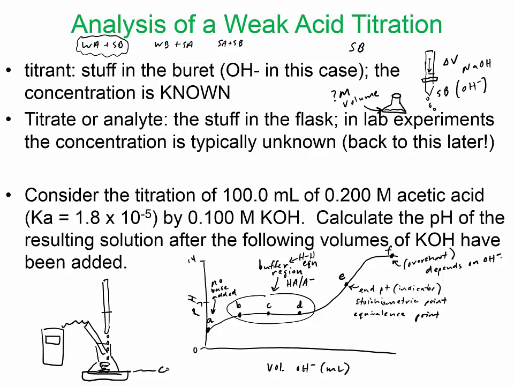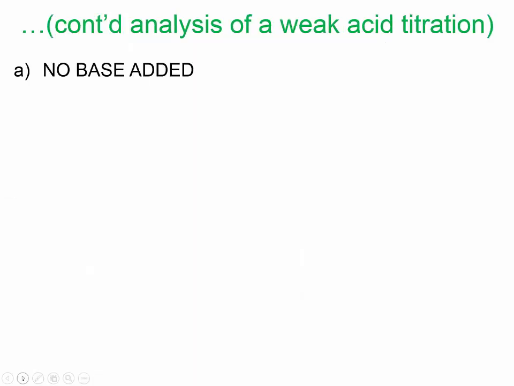All right, so let's go ahead and get started on this. Point A, no base has been added. Acetic acid is our weak acid, and we'll call that HA just to keep things simple. There's no chemical reaction here because you haven't added base yet. So this is really just a simple equilibrium problem that we did already a month and a half ago. So no base is added.